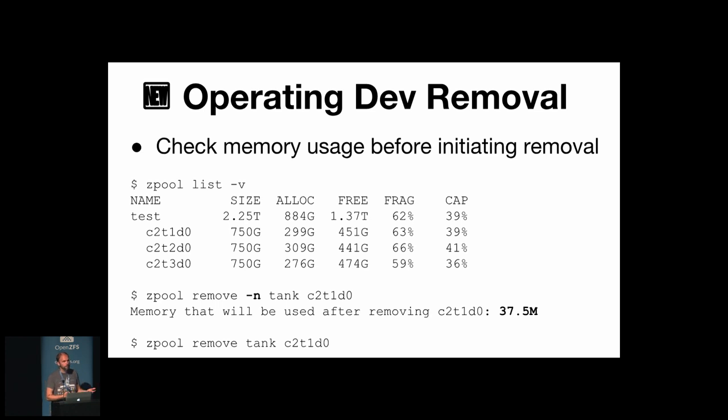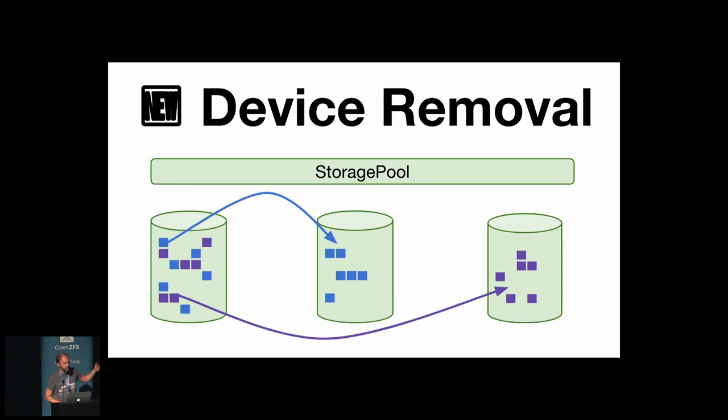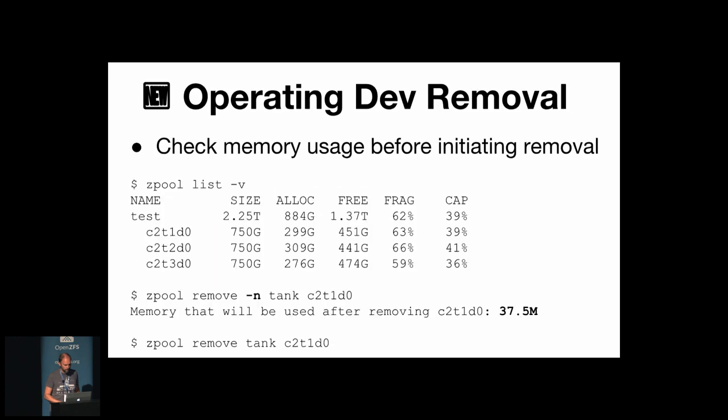The way that you typically use device removal is first you check to see how much memory will be used after the removal. As I mentioned, we need to keep track of the mappings from the old locations to the new locations. That uses memory. So in this case, we want to remove this device, C2T1D0. We use the dash N for a no op flag. And then it'll tell us, great, after you remove this, we think it'll use 37 megabytes of memory. Then you just run it without the dash N, and it kicks it off in the background.